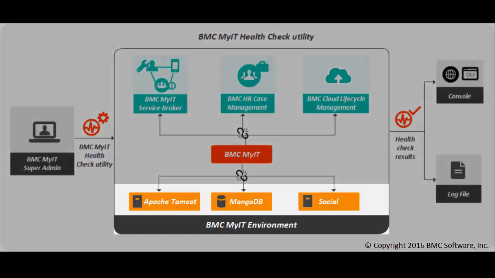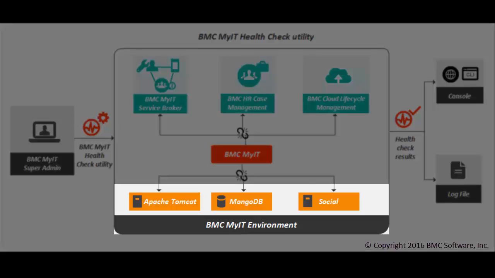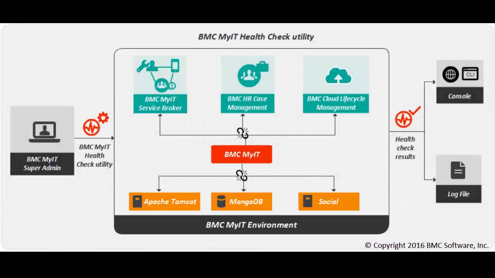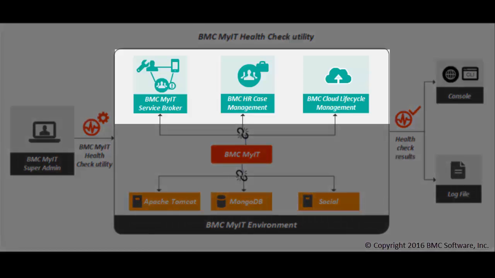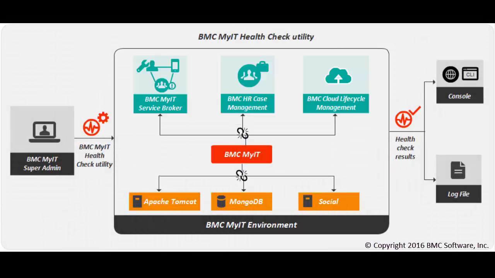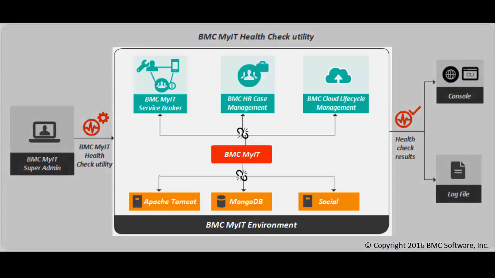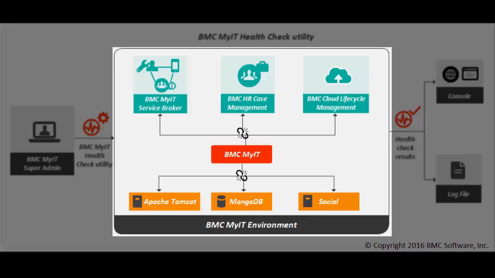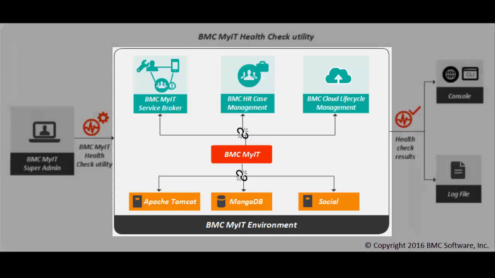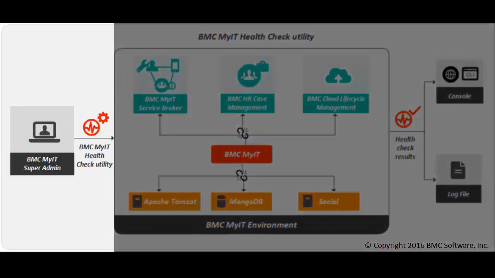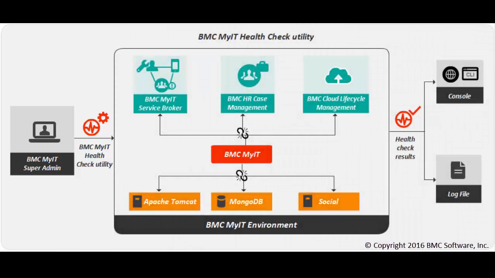A BMC MyIT environment contains several components such as Apache Tomcat, MongoDB, and the MyIT Social Service. BMC MyIT also integrates with other BMC products such as BMC MyIT Service Broker, BMC Cloud Lifecycle Management, and BMC HR Case Management. Occasionally, there can be connectivity or configuration issues which can affect accessibility of BMC MyIT or the integrated products. The BMC MyIT Health Check utility helps you identify and narrow down the possible causes of these issues. You can also use the utility proactively to verify the health of your BMC MyIT environment.